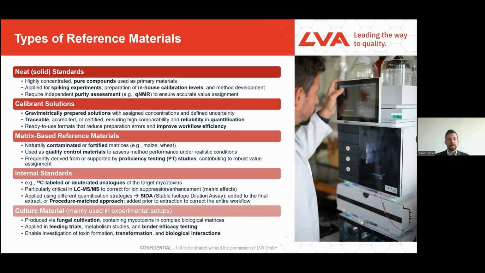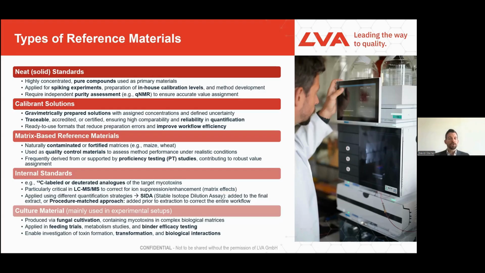And finally, we have cultural materials. These are not classical reference materials in the strict sense, but they are widely used in experimental settings such as feeding trials or metabolism studies. And because of their application, they still require quite a high level of control and quality during production. That's why they are similar to classical reference materials.